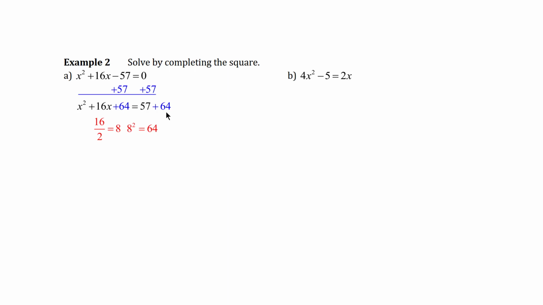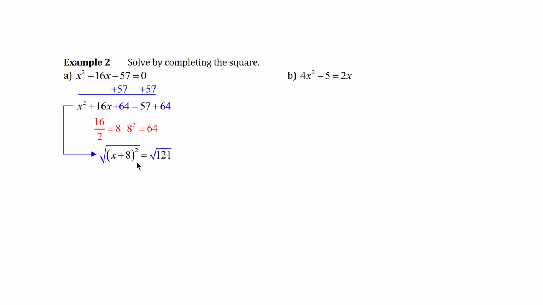For the next step, we need to express the perfect square trinomial as the square of a binomial. This will be (x + 8)². We also need to simplify the right-hand side, so we have 57 + 64 is 121. The next step is to use the square root property to solve for x. So we take the square root of both sides of the equation.